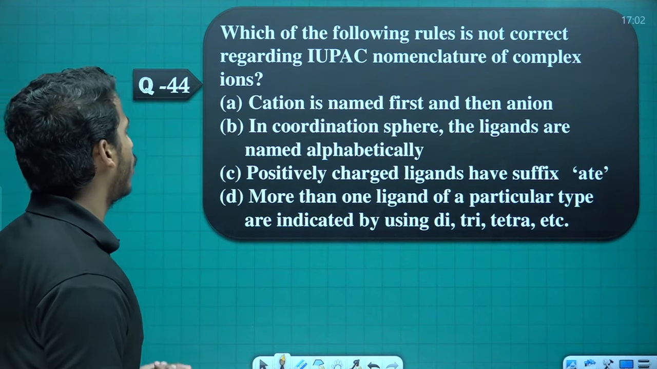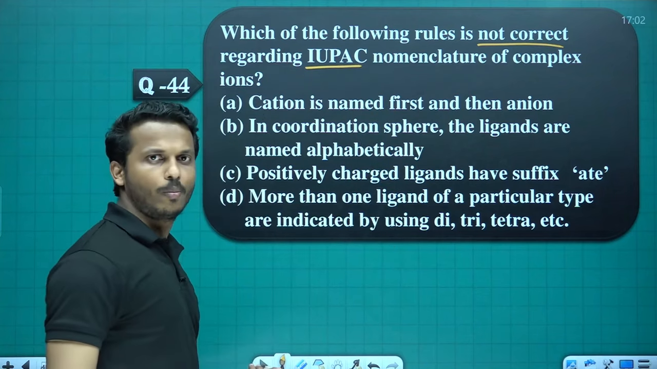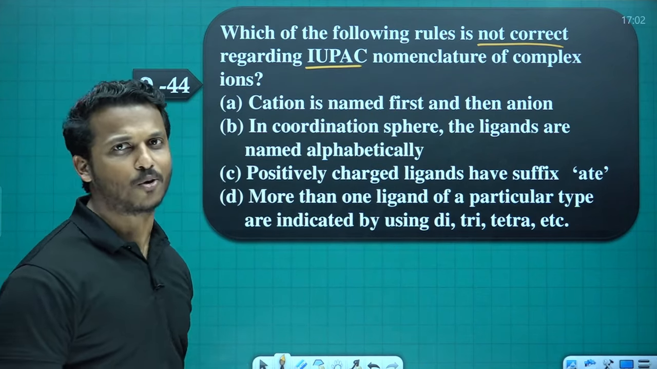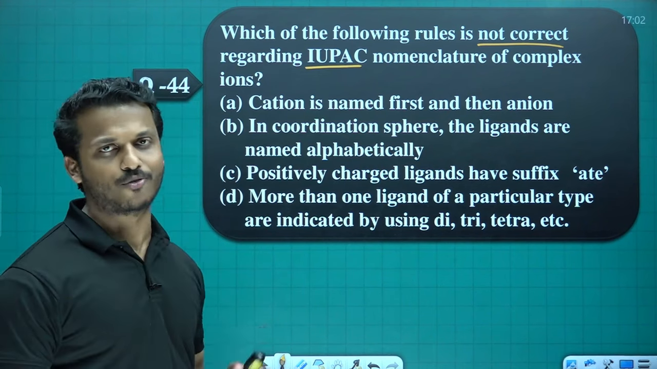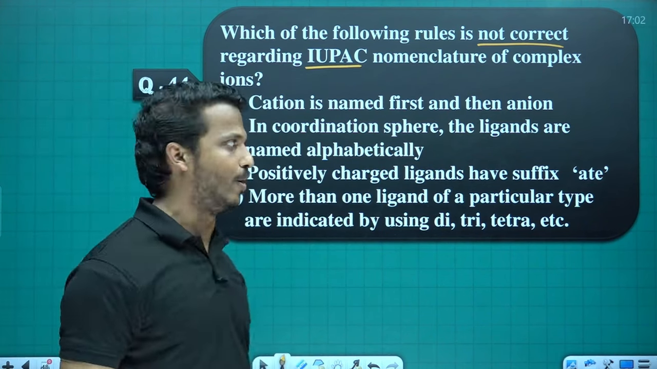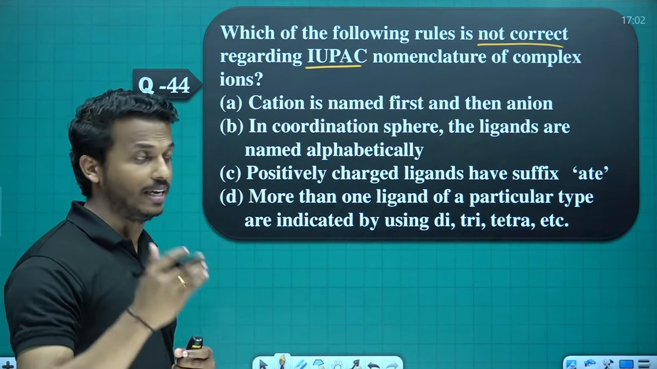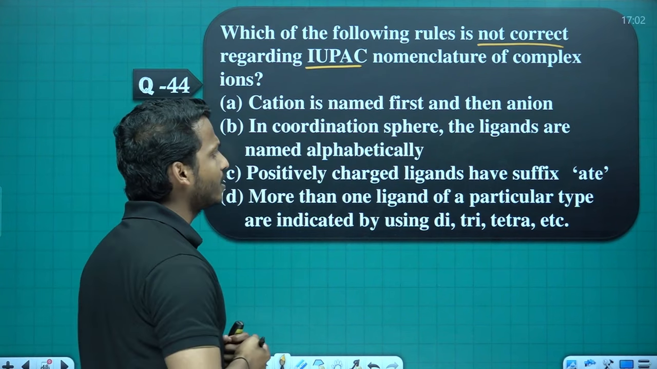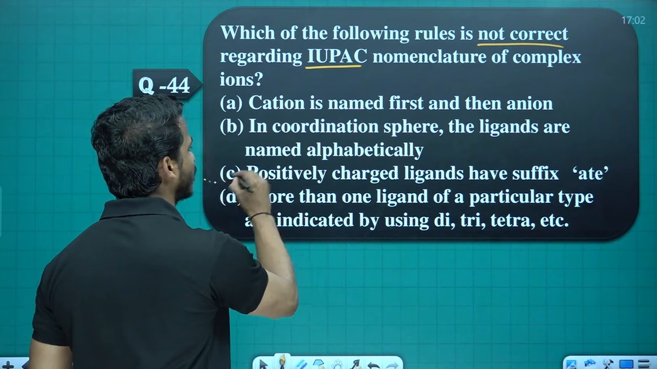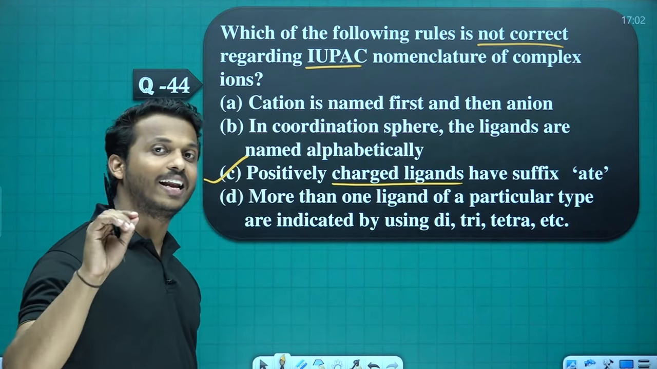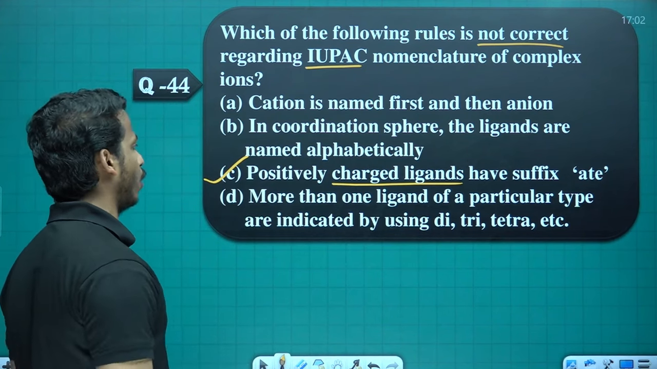Which of the following rules is not correct as per IUPAC nomenclature? You studied lots of rules for naming coordination compounds. The cation is named first and then the anion. Of course, always the cation first, then the anion. In the coordination sphere, ligands are named alphabetically. Yes. Positively charged ligands have the suffix ate? What is a positively charged ligand? That is wrong. Ligands are either negatively charged or neutral species. Positively charged ligands are not there.